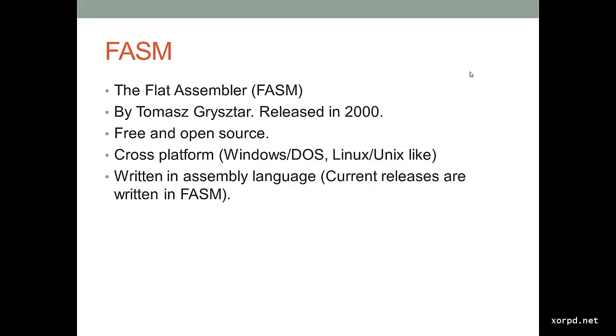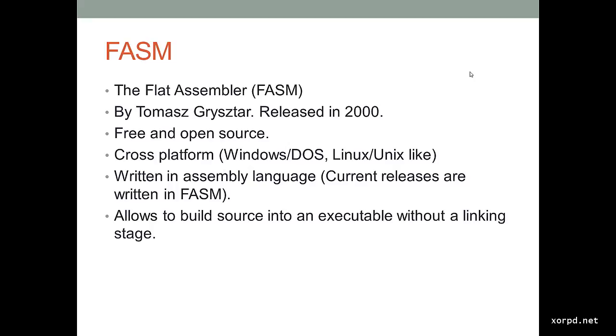It is written in the assembly language. Even further, current releases are written in fasm. That means that you can actually read the source of this assembler in the same language that it can assemble. You can read it in fasm. It allows to build source into an executable file without a linking stage. This is a nice feature as a beginner, so you don't have to use a linker. You can just write the source and press a button, and then have the executable ready to run.